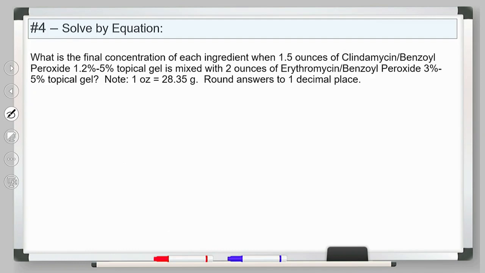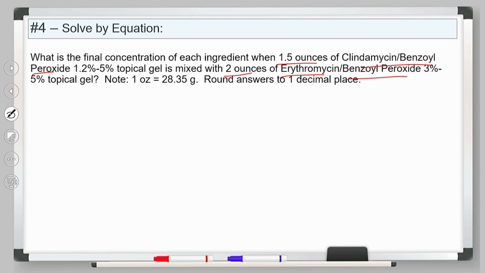All right, let's do chapter 15. And I like this question. Again, this review is harder question-wise than what you would see on the test, but this allows me to practice both things. Because here I have 1.5 ounces of clindamycin and benzoyl peroxide being added to 2 ounces of erythromycin and benzoyl peroxide. So I've got 3 ingredients: clindamycin, benzoyl peroxide twice, and erythromycin. And we're mixing all of those together.